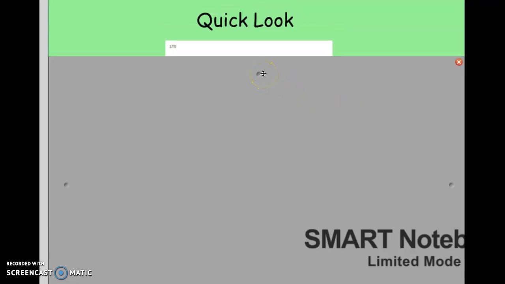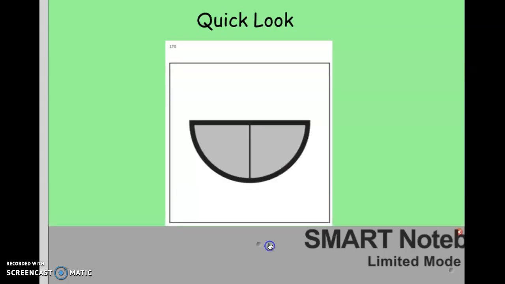Let's try this one. 1, 2, 3. What fraction did you notice this time? You might have noticed 2 halves are colored in, or the whole is colored in gray.